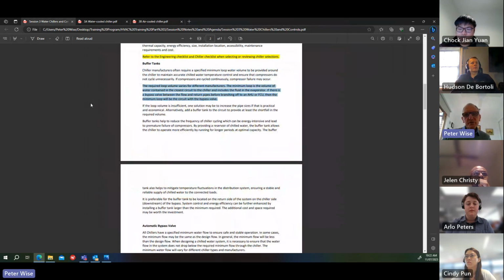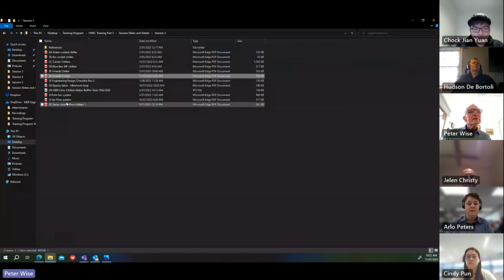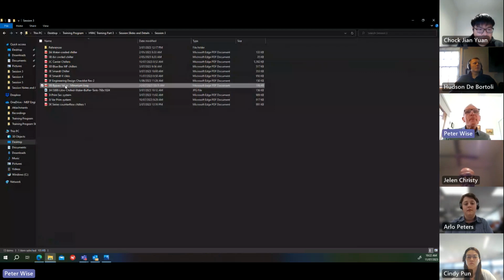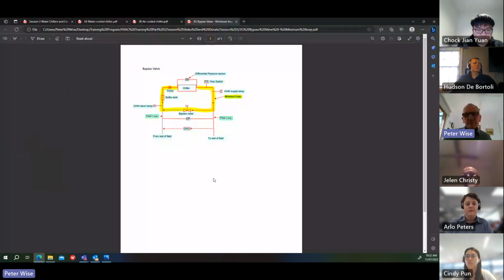So if you're looking at a particular chiller, let's say it's a Carrier, you need to find out what Carrier's requirements are for the minimum loop volume. And I'll explain what it is. I'll show you now what I'm talking about. This is just, can you see that little sketch? This is just one of my rough sketches to illustrate the minimum loop. So the highlighted yellow part is the minimum loop in this case.